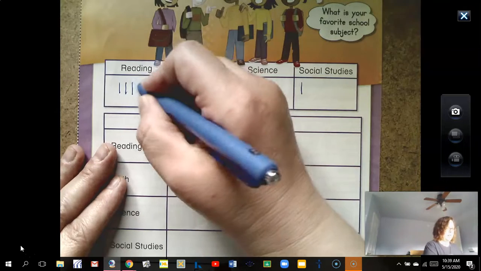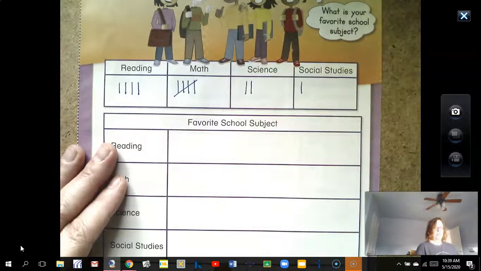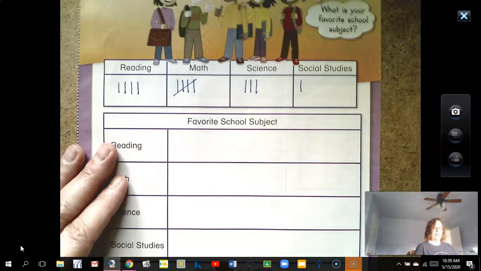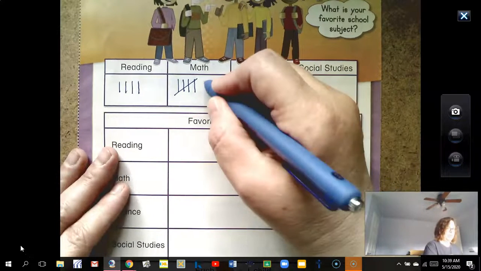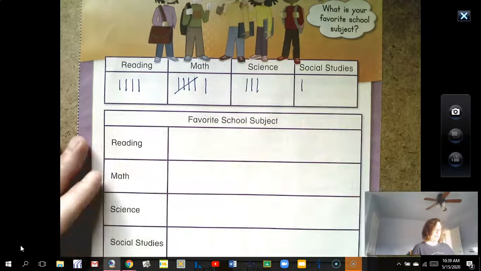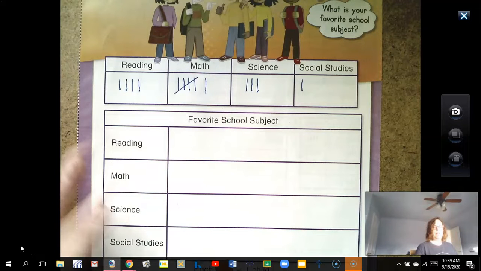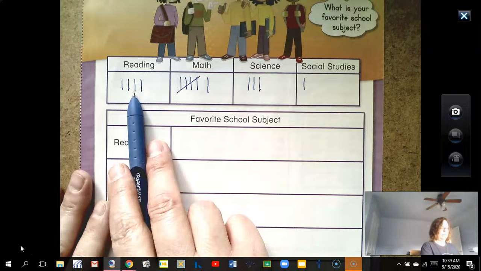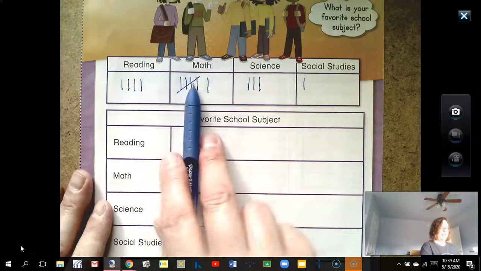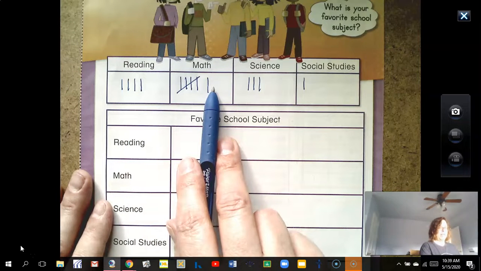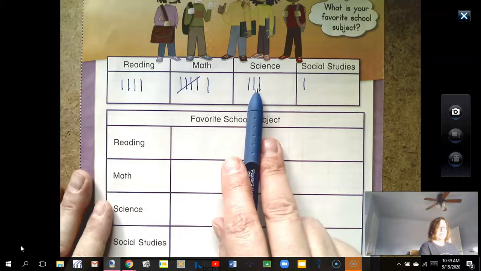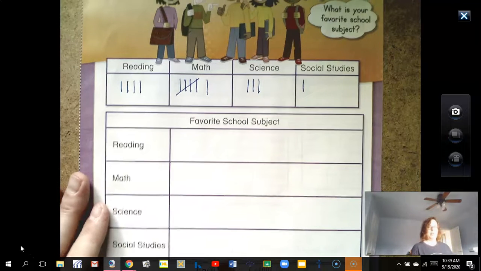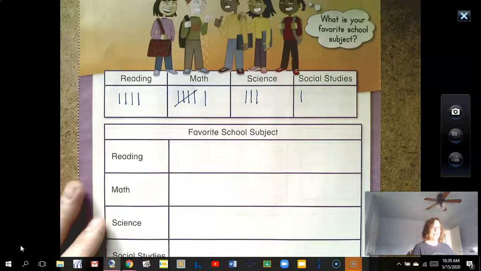All right, so then another person for reading, and another one for science, and one final one for math. So, if we take a look at what the totals are, we have 4 for reading. This is 5, and one more is 6 for math, 3 for science, and 1 for social studies. That was the favorite school subjects.